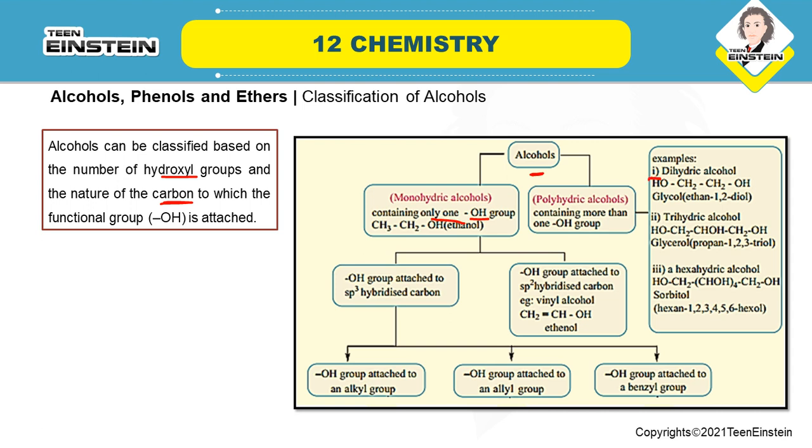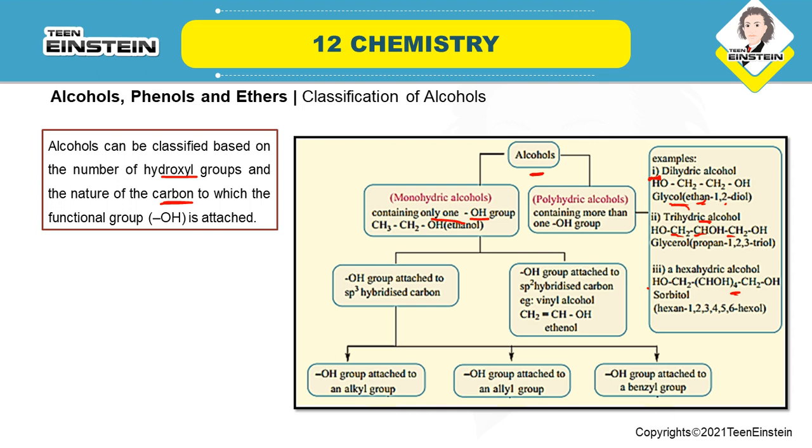Examples of polyhydric alcohols: dihydric alcohol, that is the simplest example. Here we have ethane 1,2-diol, which is also known as glycol. Ethane because it is containing 2 carbons, and at 1 and 2 positions there are 2 OH groups. Then trihydric alcohol. So now we have a total of 3 carbons, and on all the carbons there is an OH group, and this is known as glycerol. IUPAC name is propane 1,2,3-triol. Then we have another example where you can see how many OH groups are present: 4, 5, 6. That means 6, and this is known as sorbitol. Fine. So all these are examples of polyhydric alcohols.